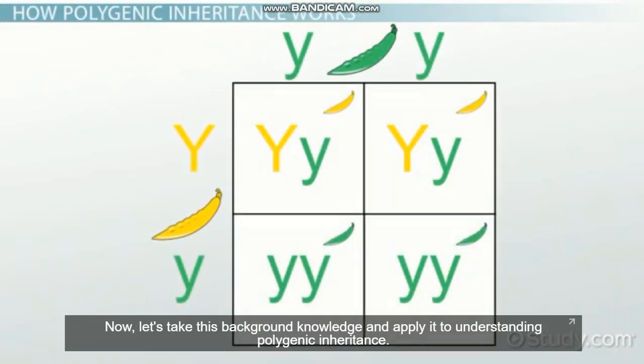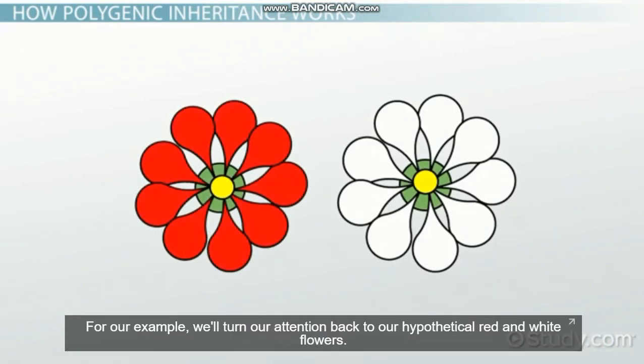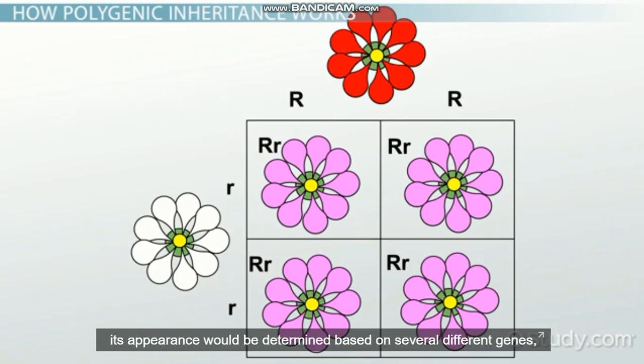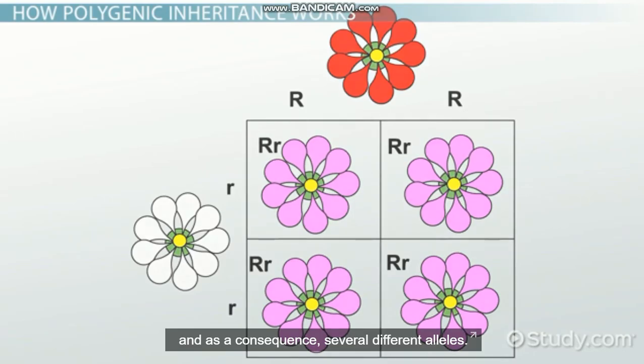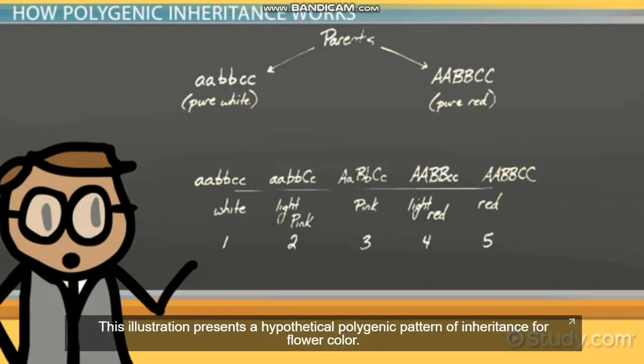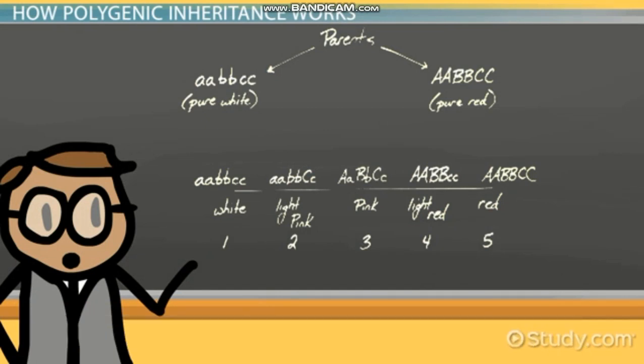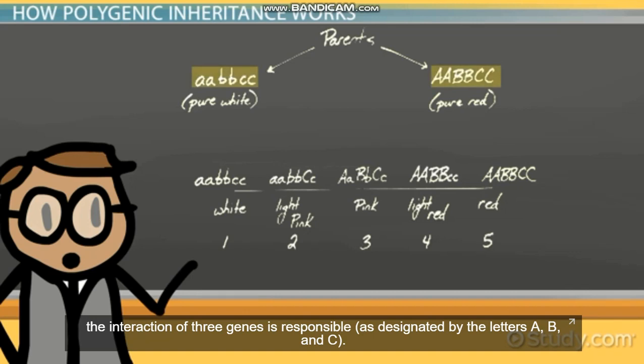Now, let's take this background knowledge and apply it to understanding polygenic inheritance. For our example, we'll turn our attention back to our hypothetical red and white flowers. If the trait were passed along via polygenic inheritance, its appearance would be determined based on several different genes and, as a consequence, several different alleles. This illustration presents a hypothetical polygenic pattern of inheritance for flower color. In this example, rather than having one gene control flower color, the interaction of three genes is responsible, as designated by the letters A, B, and C.